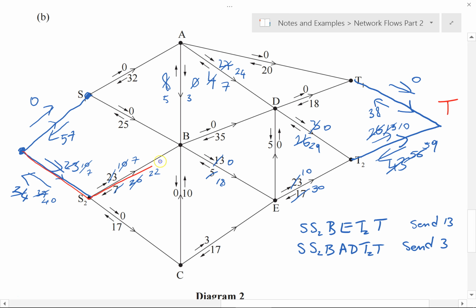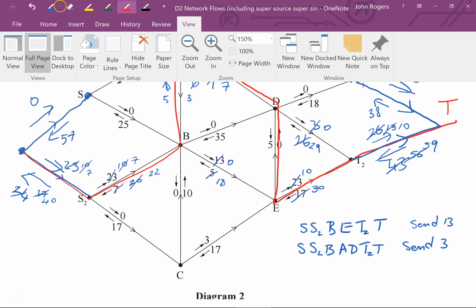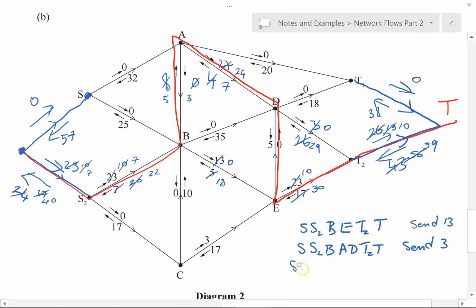But here we go, S, B, A, D, and then E, T2, T. Right, now looking at the forward numbers here, we've got a 7, a 7, a 5, a 24, another 5, a 10, and a 10. So we can send 5 because that's the least of those. So that's S, S2, B, A, D, E, T2 and T, send 5.